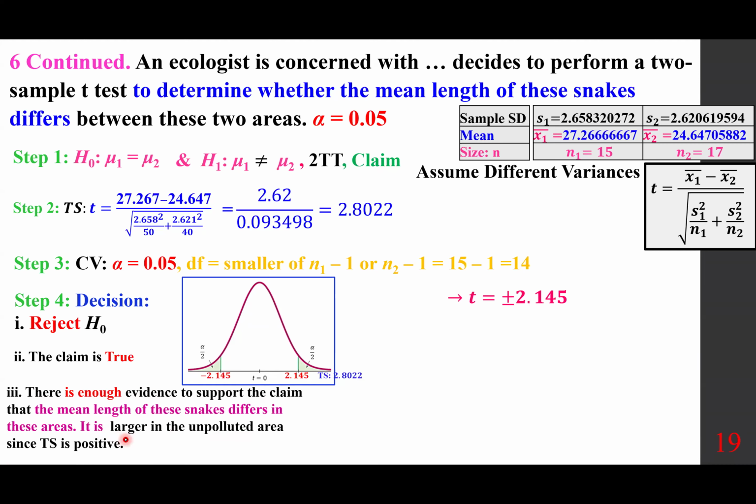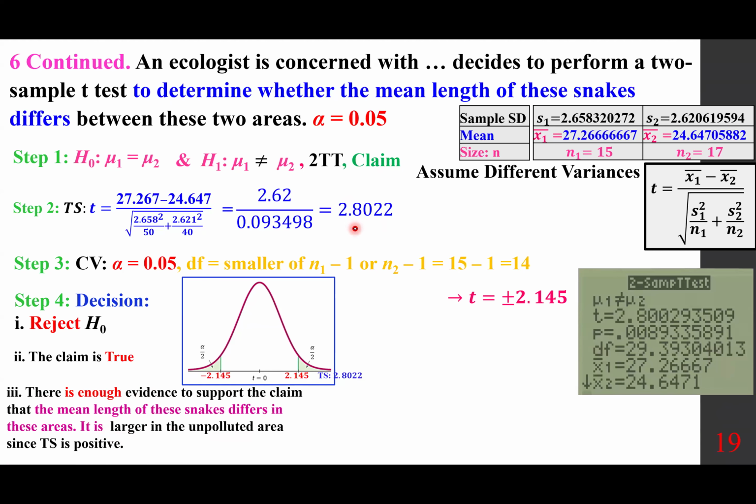By the way, if this is negative, it is smaller. If this is positive, it's larger. So having said that, let's look at technology. We're going to run two-sample t-tests, okay? And we get the following. So take a look at what the result is. I've done the running. Here's the result.